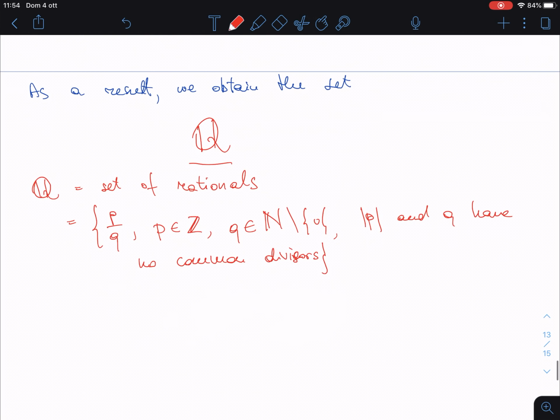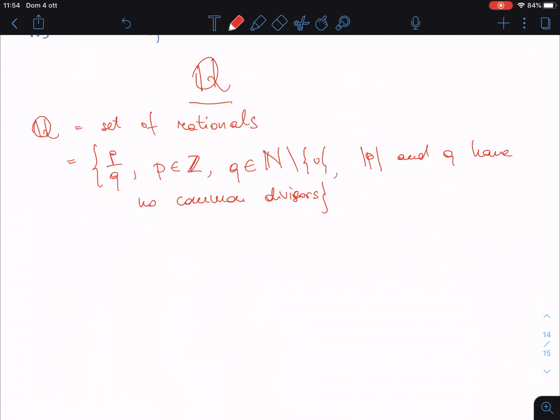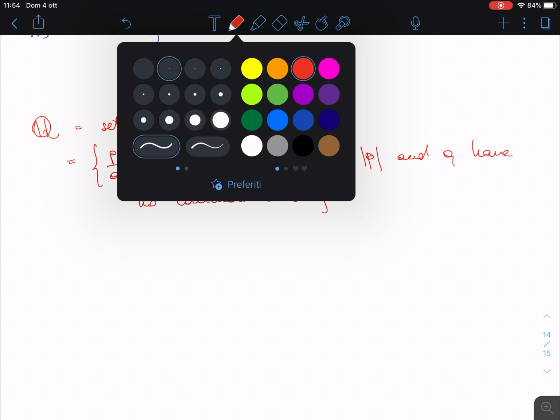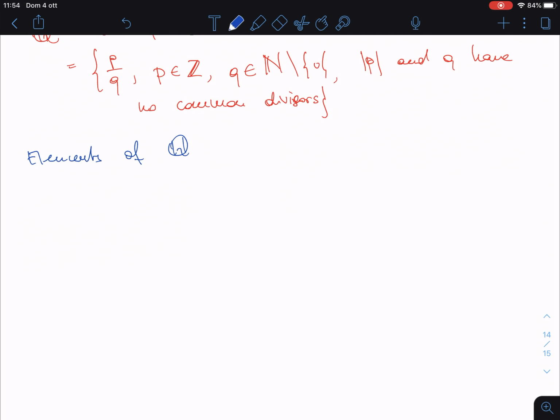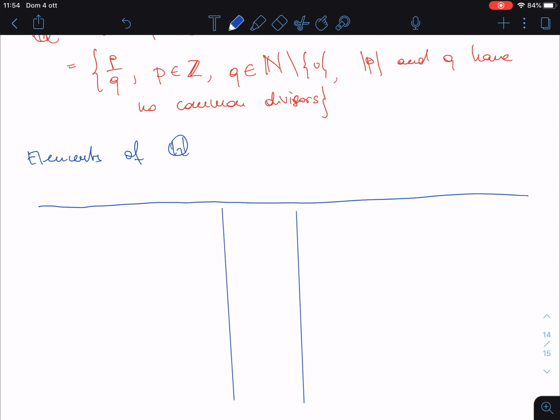This is Q. And so what are the elements of Q? Then, okay, it can be useful here to write down a table. There are many ways to introduce a list of rational numbers, but let me do it in this very easy way.